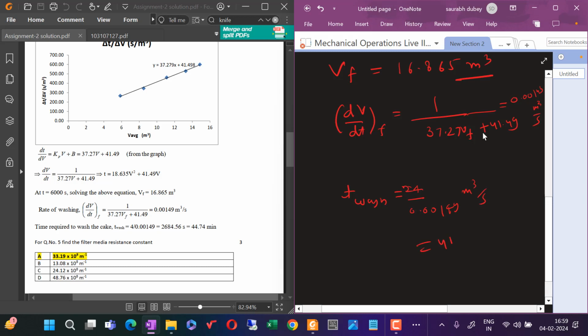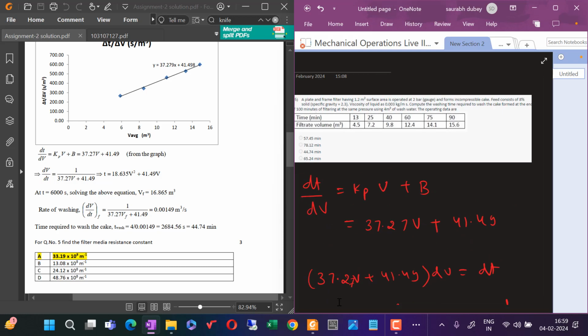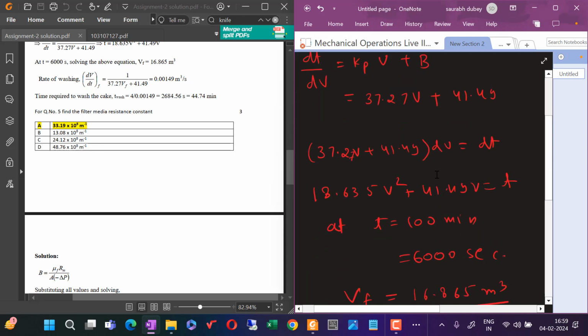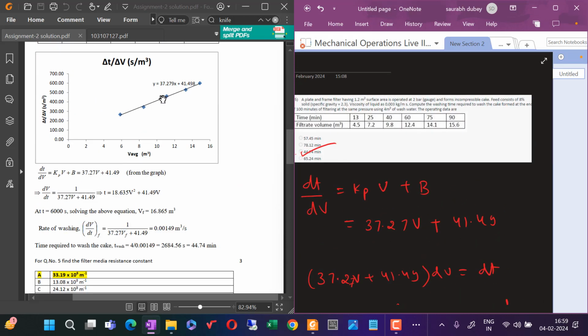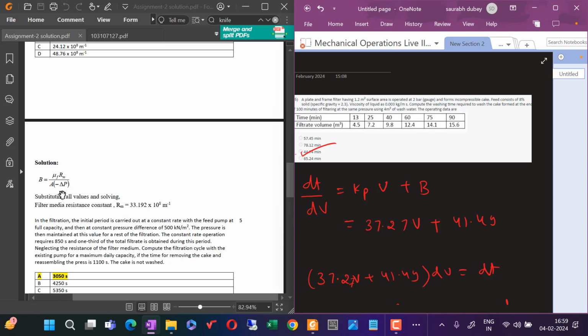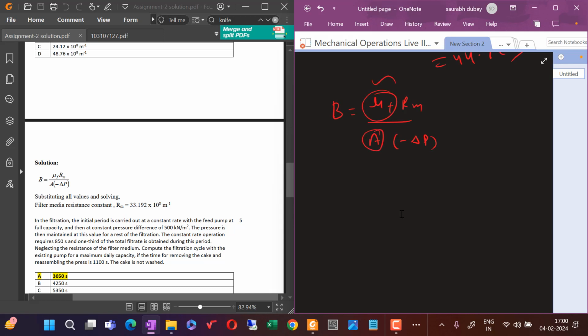And when you solve it, you will be getting 44.74 minutes. So 44.74 minutes is the correct answer. In a similar way, from the intercept, when you plot the graph, the intercept will give you another value, which is mu f rm by delta p. From here the area, delta p and mu f are given, so rm can be calculated. So b equals mu f rm divided by A delta p. This is given, this is given, this is given.